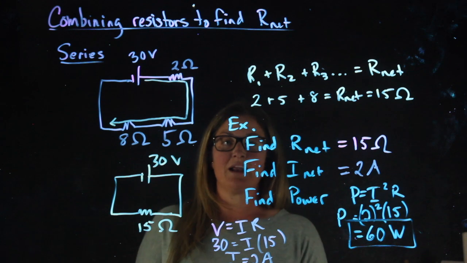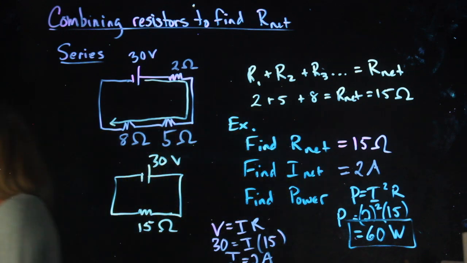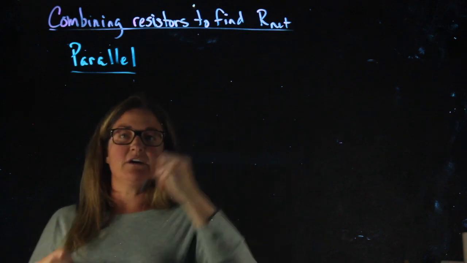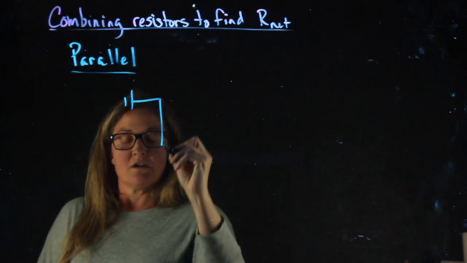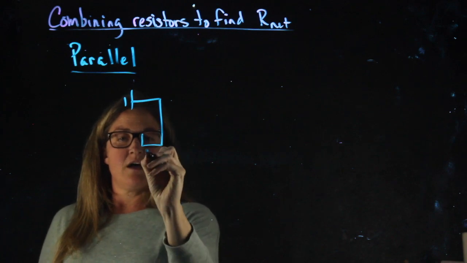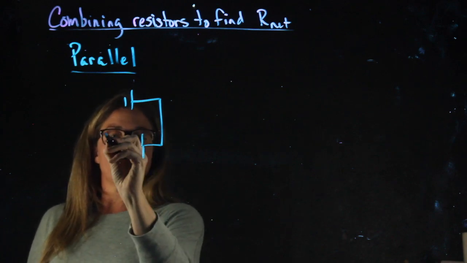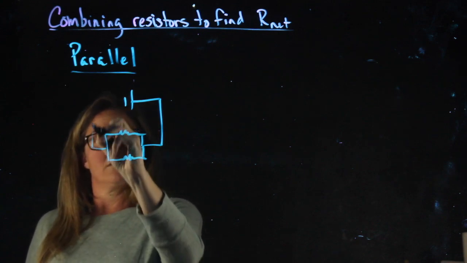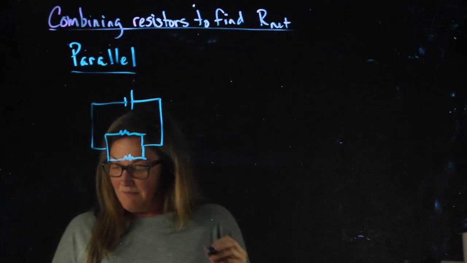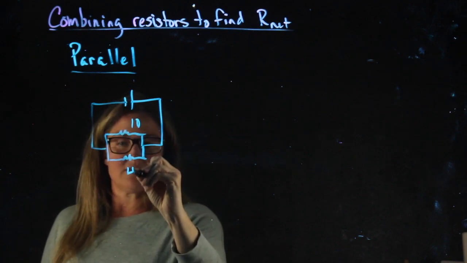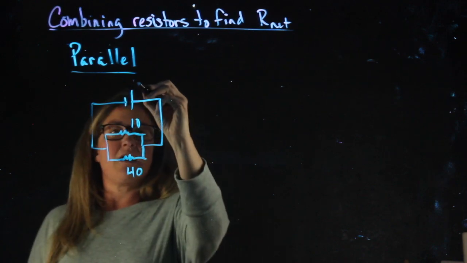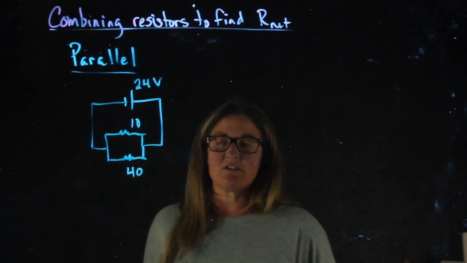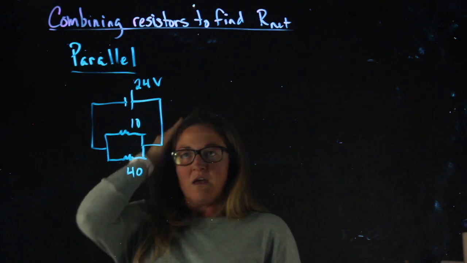Next, we'll look at combining resistors in parallel. Let's look at another really simple circuit, this time with the resistors in parallel. So parallel means I have a split. And some of the current is going to go one direction, and some of the current is going to go the other direction. I'm going to make this a 10 ohm resistor and this a 40 ohm resistor. And I'm going to have a 24 volt battery. I thought about these numbers ahead of time so that they're going to come out nicely for us.